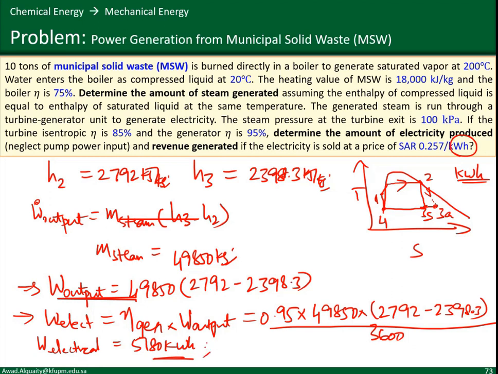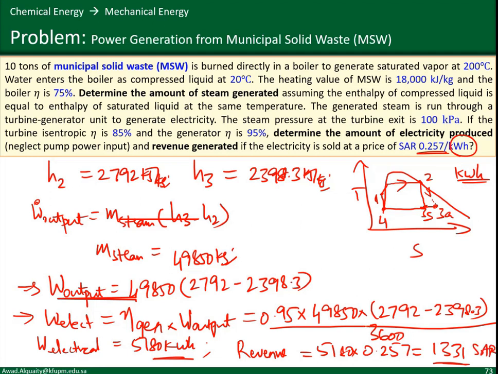Okay, now once you have it, then the revenue, or how much money you can make out of it, is simply the amount of energy you produced in kilowatt hour multiplied by the riyals per kilowatt hour for 1 unit. And this comes out to be 1,331 riyal, right?